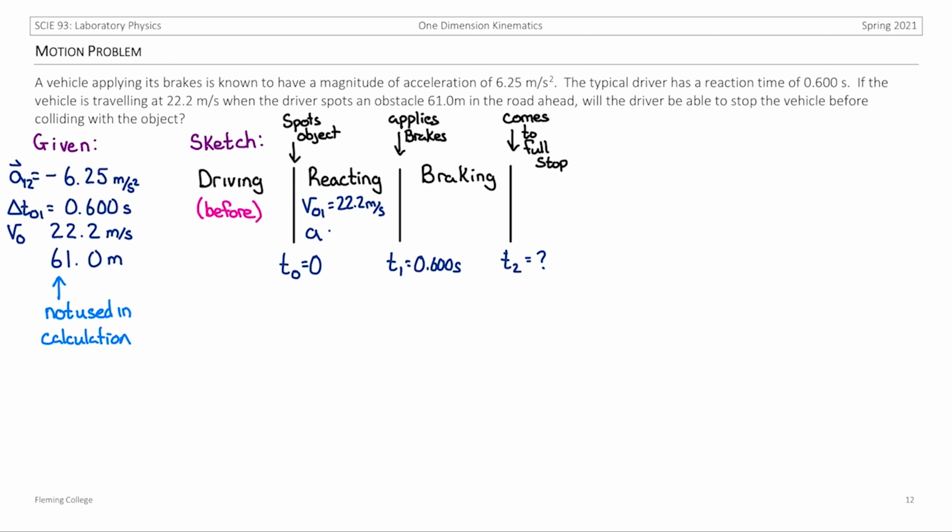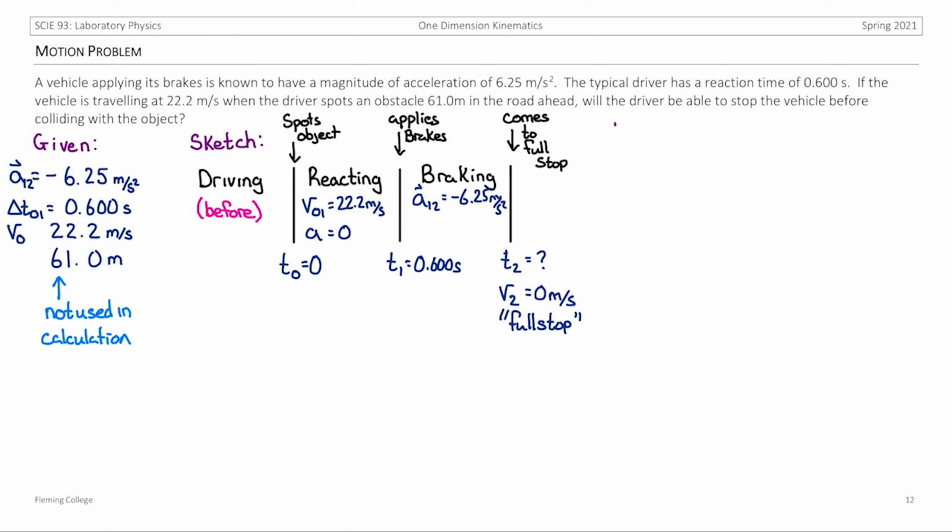One of the things you should notice here is that we've split the problem up into two different sections where acceleration is constant. So in the reacting section, acceleration is 0, and in the braking section, the acceleration is negative 6.25 meters per second squared. So those two values are different from each other, so we keep them separate as two different time intervals. We also said that time interval 2 comes when the vehicle comes to a full stop. So that gives us a little more information. That tells us that velocity at time 2 needs to be 0, wherever that position is.